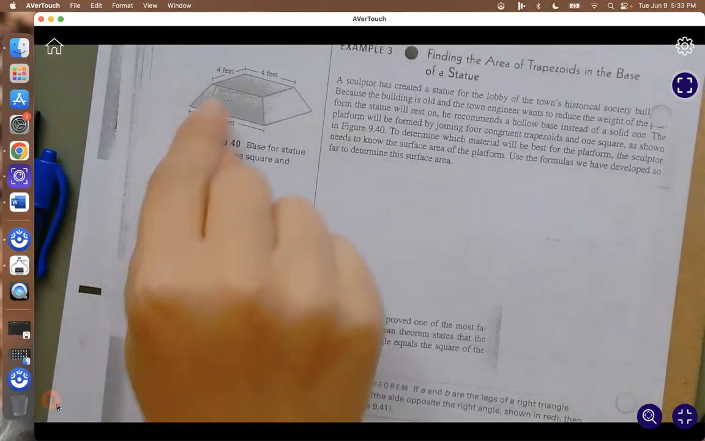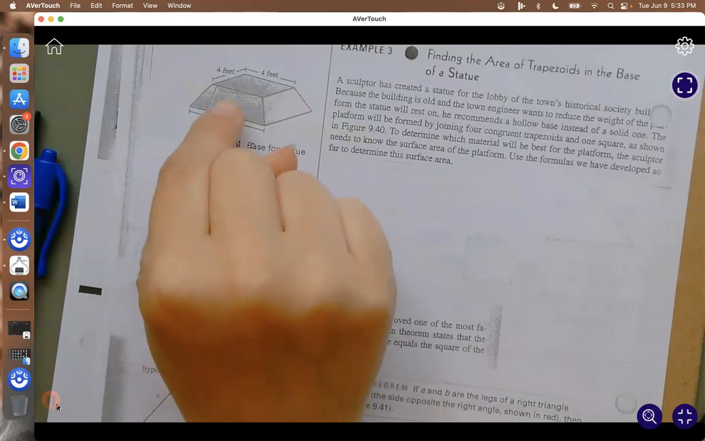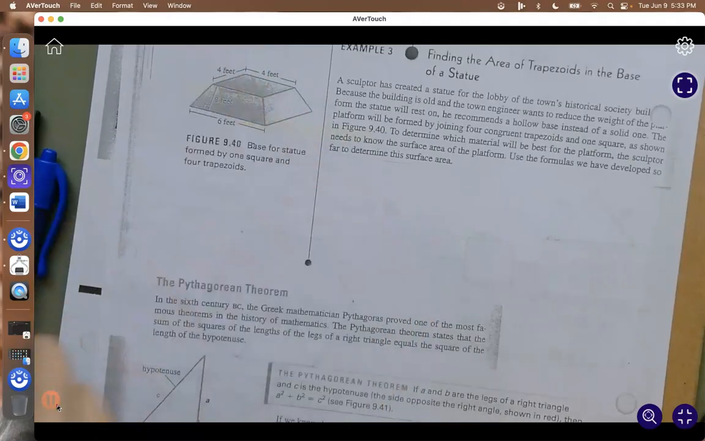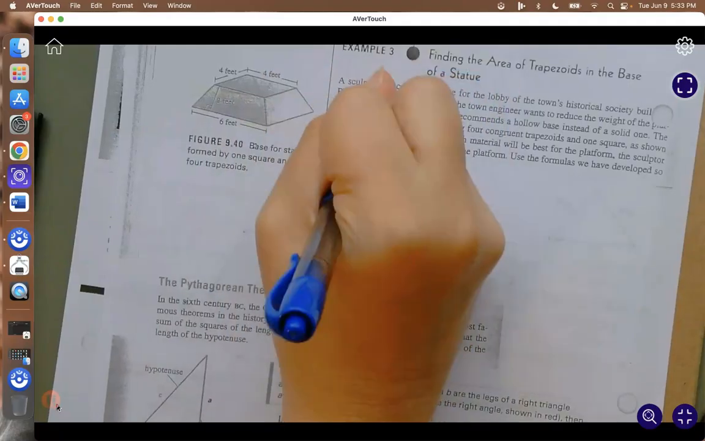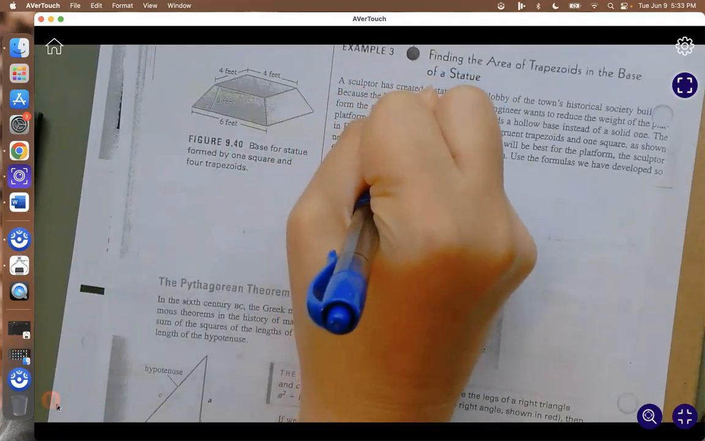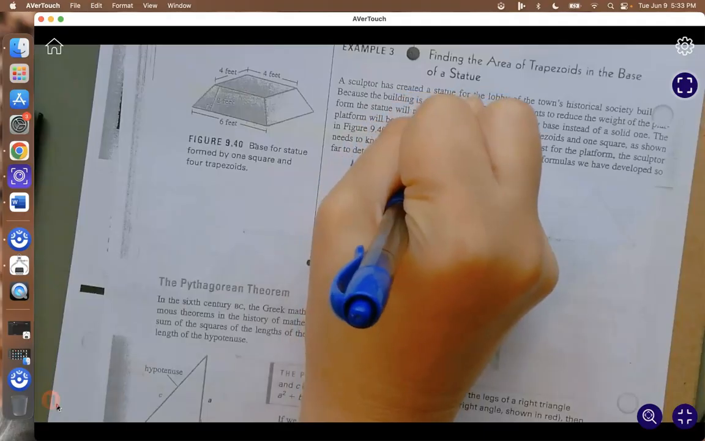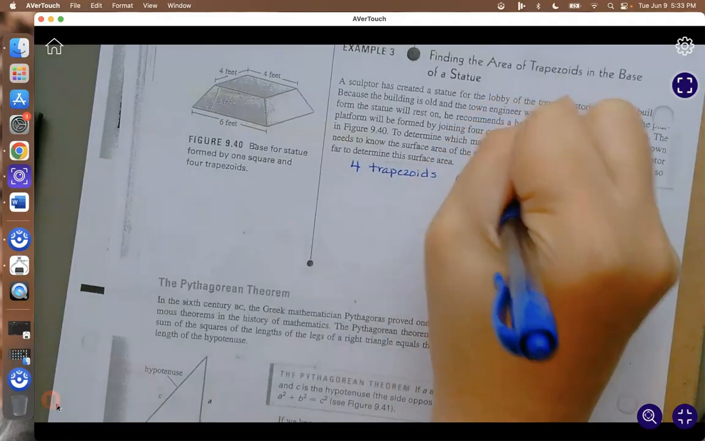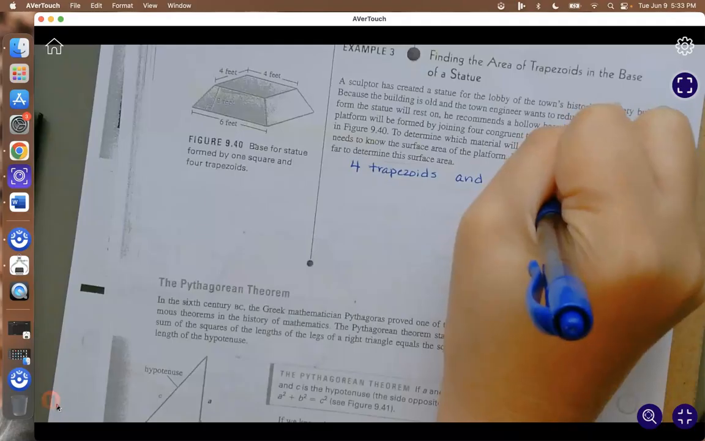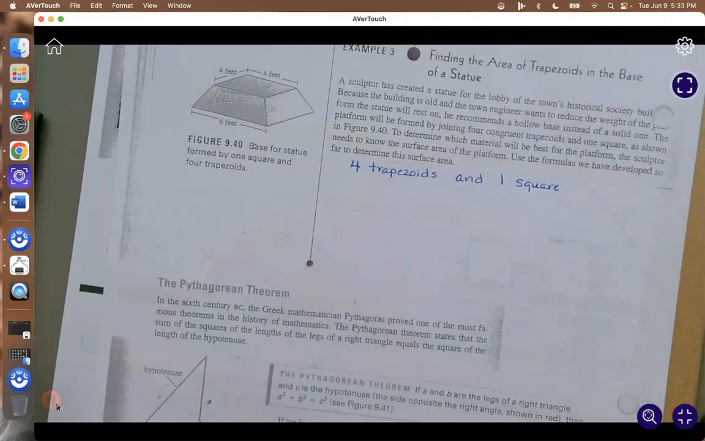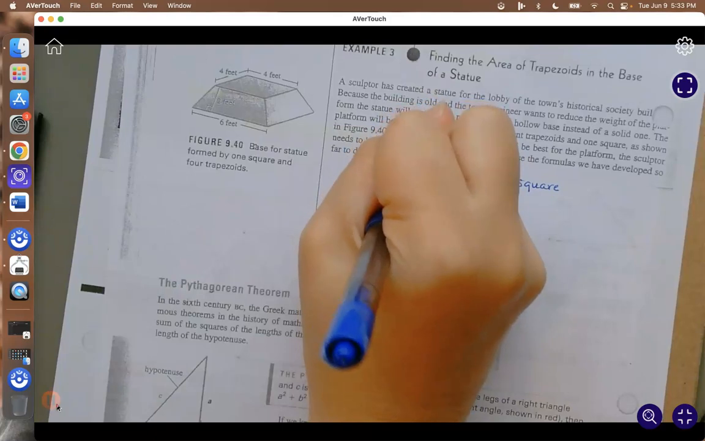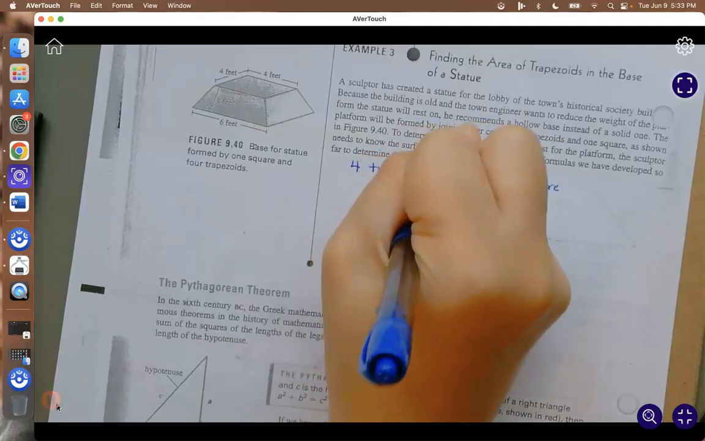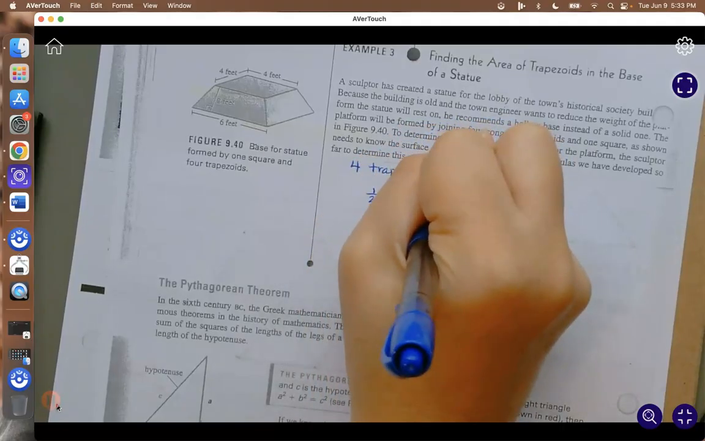So let's think about what we have here. Well, we have 1, 2, 3, 4 trapezoids on the side, and we have the square on top. So let's write that down. 4 trapezoids and 1 square. Okay, so for the trapezoid formula, our formula is 1/2 base 1 plus base 2 times the height.